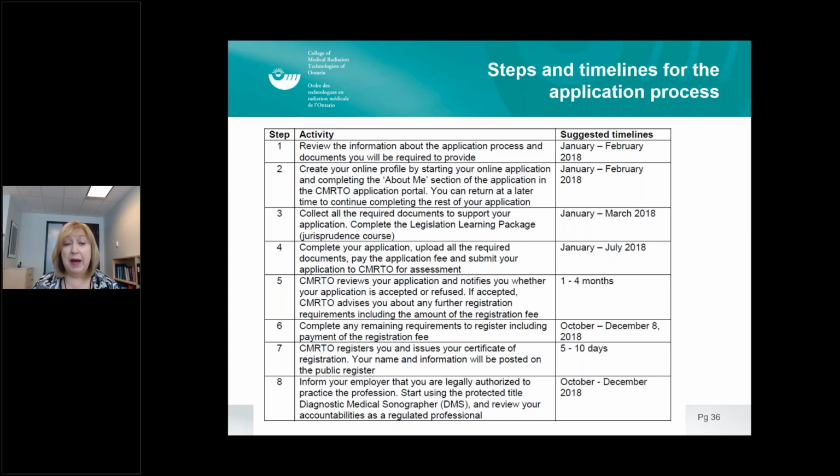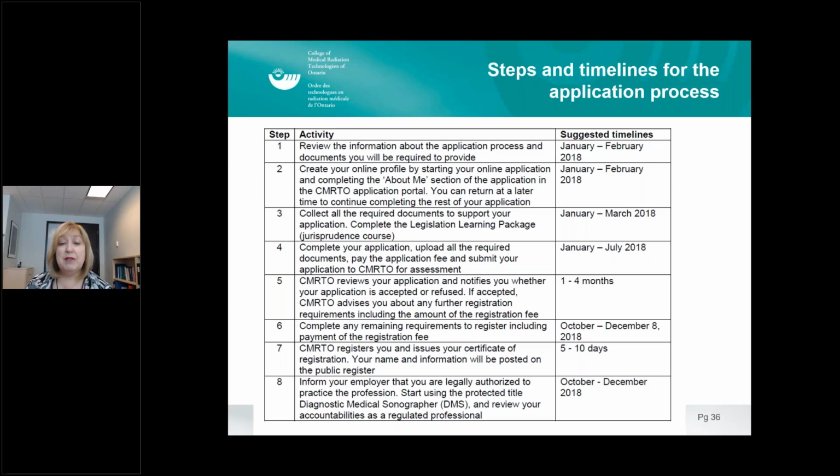Through January and by the end of July, you absolutely should have completed your application, uploaded all your documents, paid your fee, and submitted your application to CMRTO for assessment. We'll then review it and we'll notify you whether your application is accepted or refused. And if it's accepted, then we will advise you if there are any further registration requirements, including paying the registration fee. And that will take 1 to 4 months.